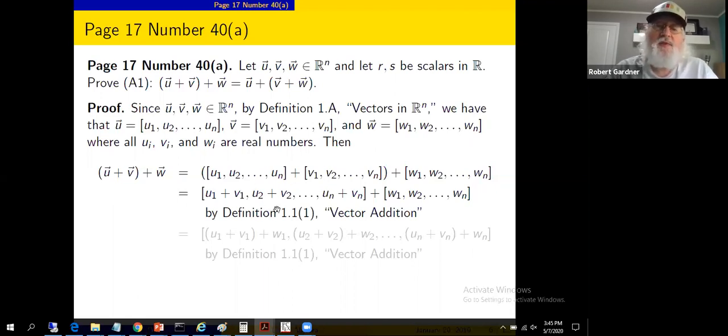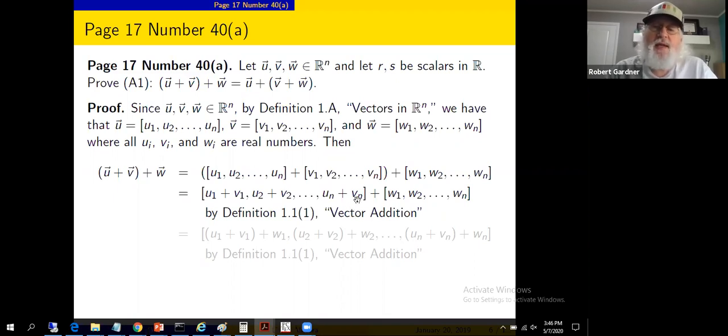So add u1 and v1 to get the first component, u2 plus v2 to get the second component, and so forth. All right, definition of vector addition. Now, quite technically, you only add two vectors together at a time. Of course, we're in the process of learning some shortcuts on that.